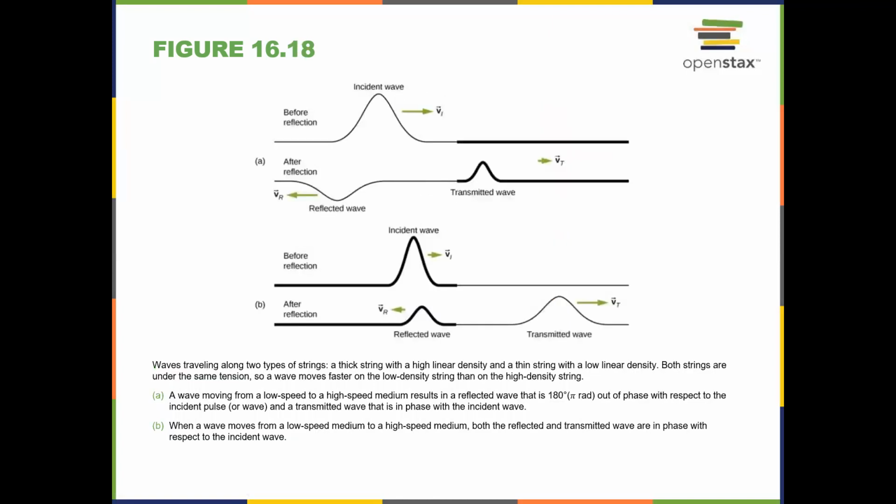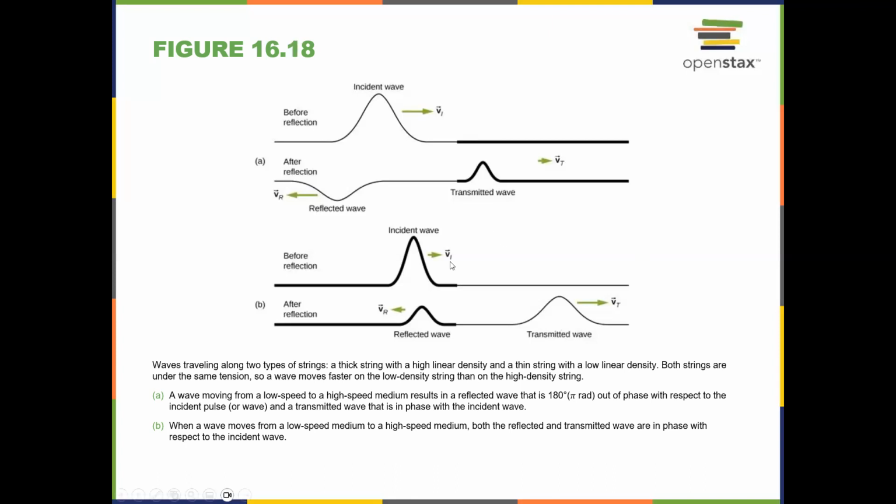This also happens if we move from a thin string to a thick string. By the way, in this thin string, the wave moves quickly. In the thick string, the wave moves slowly. So this is what happens. A wave comes in. Some of it is transmitted, we say, and some of it is reflected. And the total energy here has to be equal to the reflected energy plus the transmitted energy.